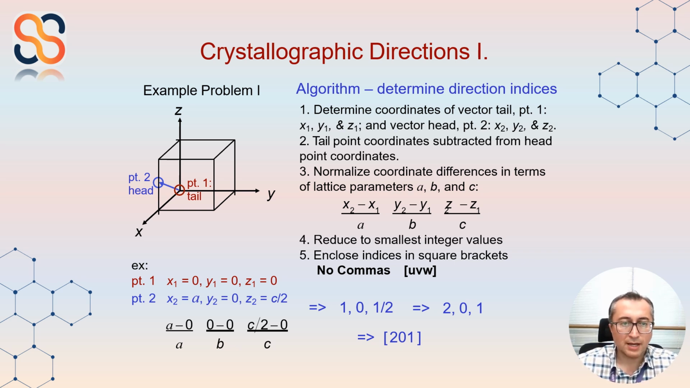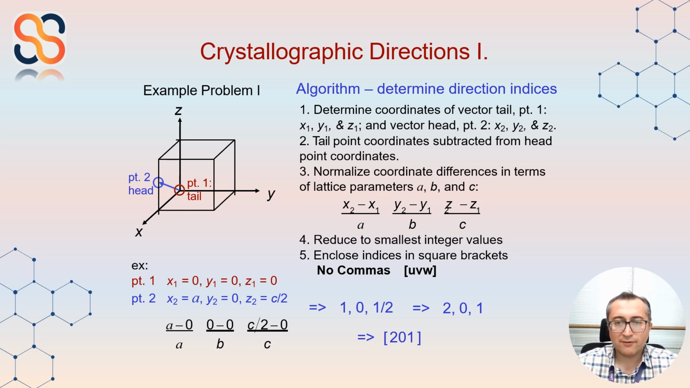Then normalize the differences. What does this mean? Normalize the coordinate differences in terms of the lattice parameters a, b, and c. Then reduce to smallest integer values. To do that, just convert the normalized values to their smallest integer equivalents. And finally, enclose the indices in square brackets with no commas.